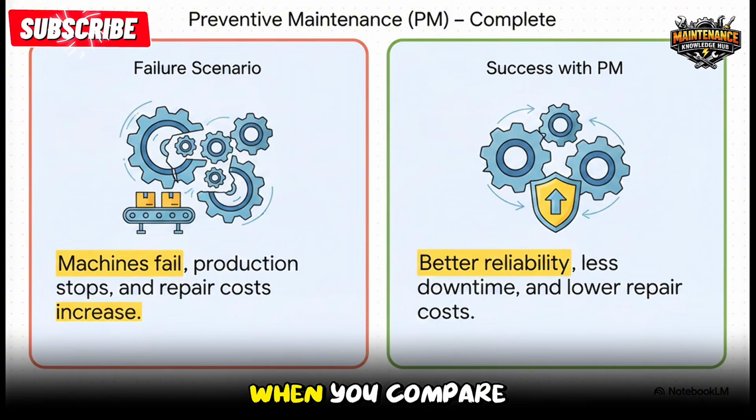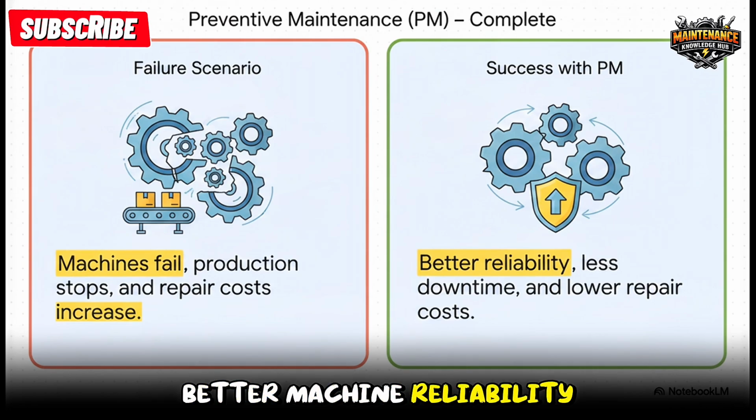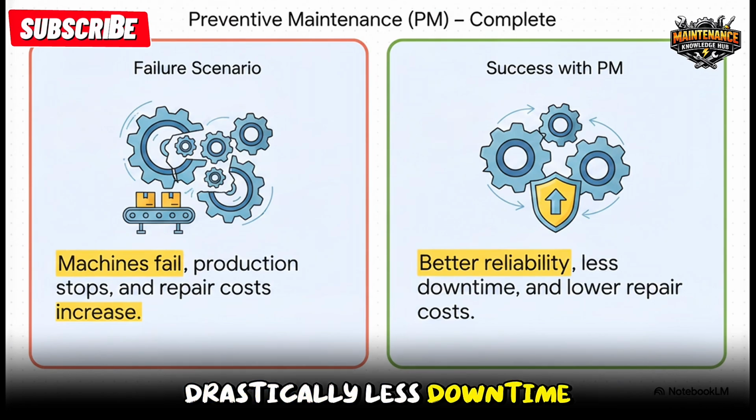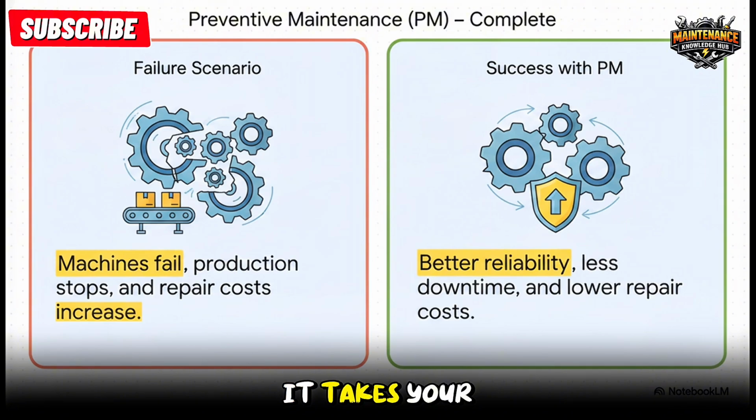It's pretty stark when you compare the two realities. Without PM, you are living in a dark, run-to-failure world. Machines fail without any warning, production stops dead, and your costs just balloon. Plus, your equipment literally won't last as long. But with PM, you get way better machine reliability, drastically less downtime, and much lower repair costs. It takes your operation from constant reactive panic to smooth, controlled productivity.